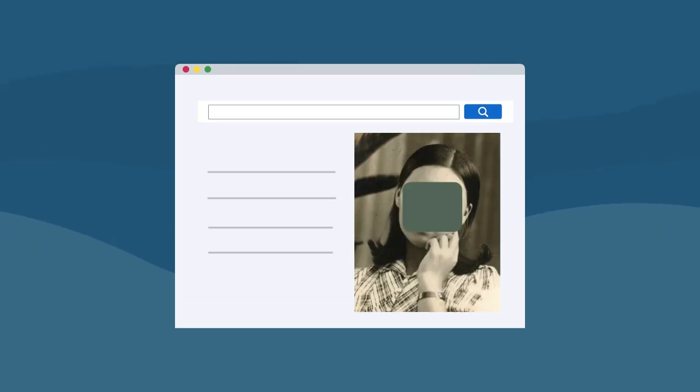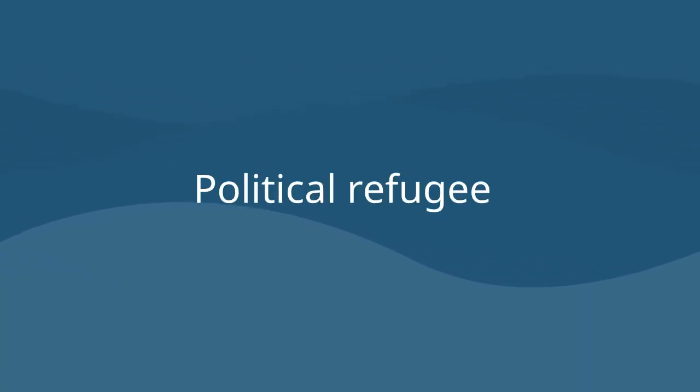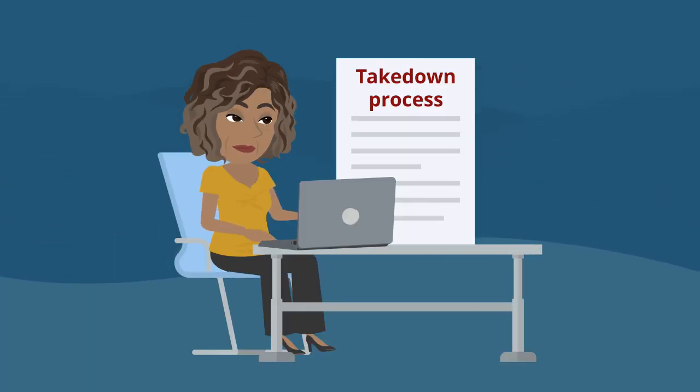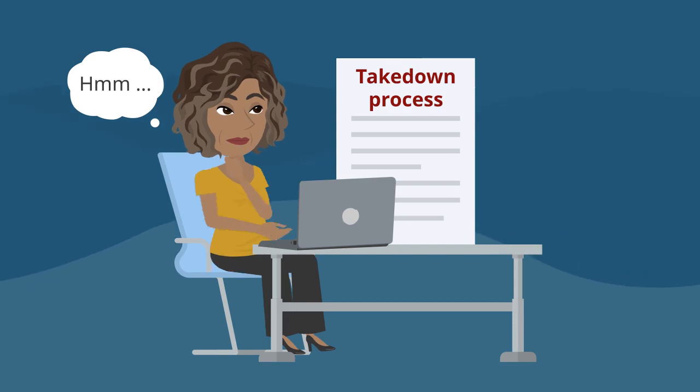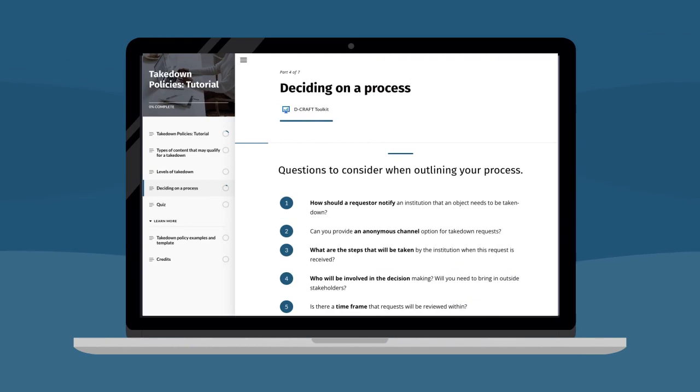You could redact parts of an object, such as blurring a face in a photo. Or you could change the metadata to remove offensive or outdated terminology. Once you've figured out these details, you'll need to create a process for the takedown and think about how often to update or revise your policy. See the rest of this tutorial for some questions to consider about process and revisions.